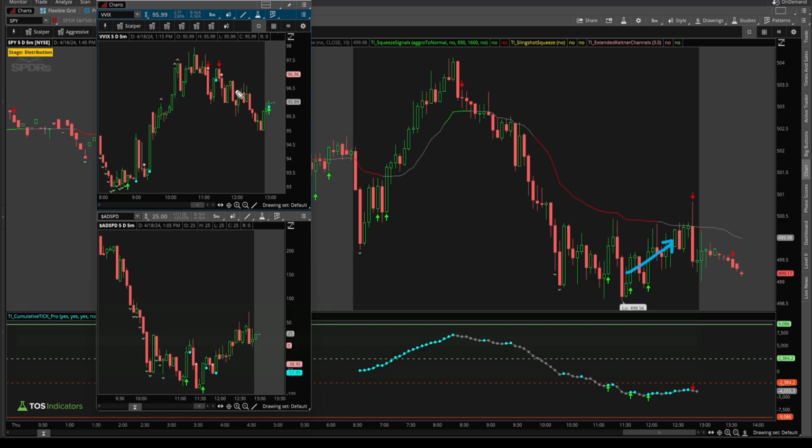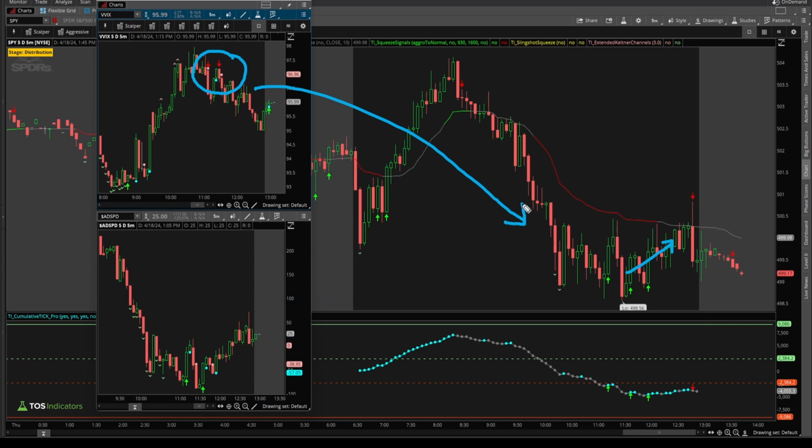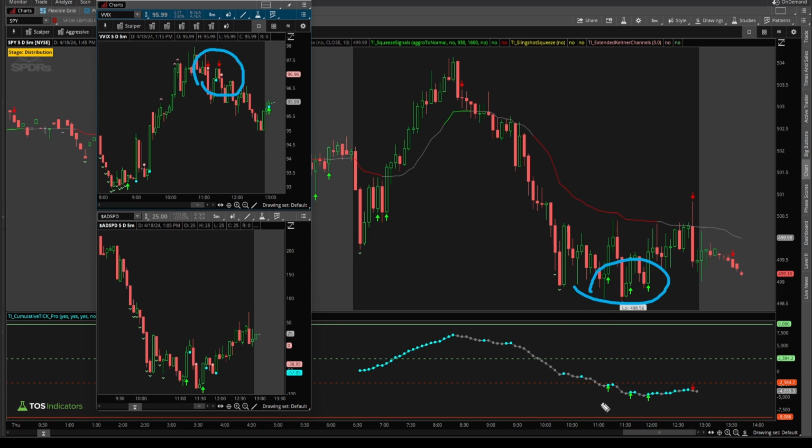I'll make a future video in which we'll talk about how to use this VVIX signal to actually trade the S&P ETF. I thought today's video was useful just to call out one particular example of a setup that we could codify and turn into something that is automatable and something that we can connect to an automated trading script.